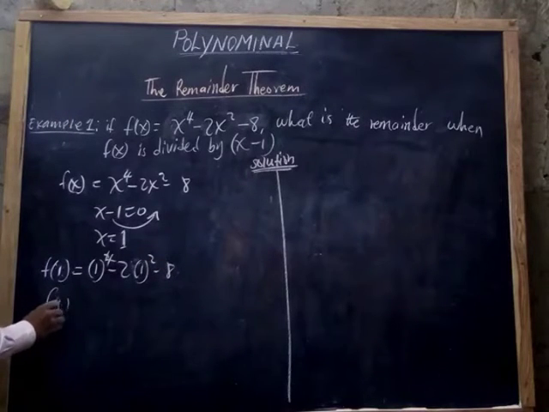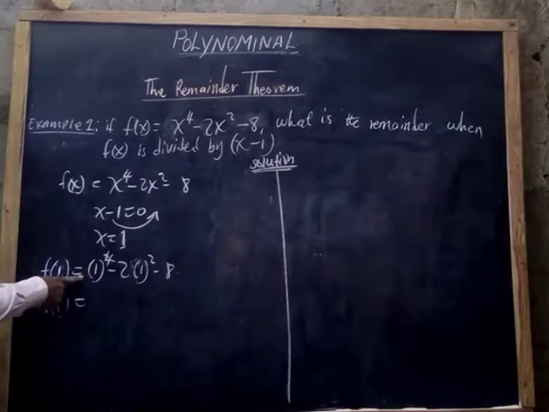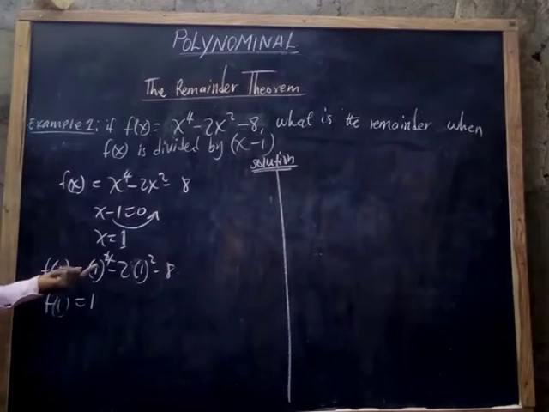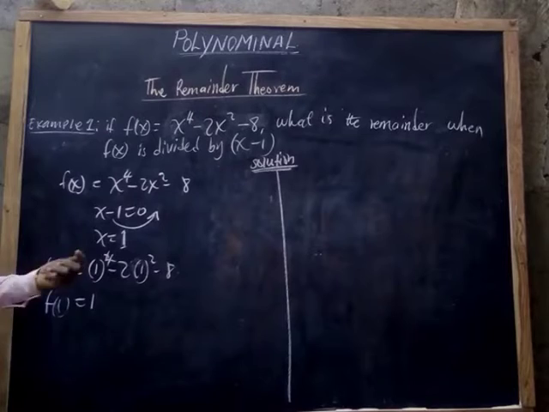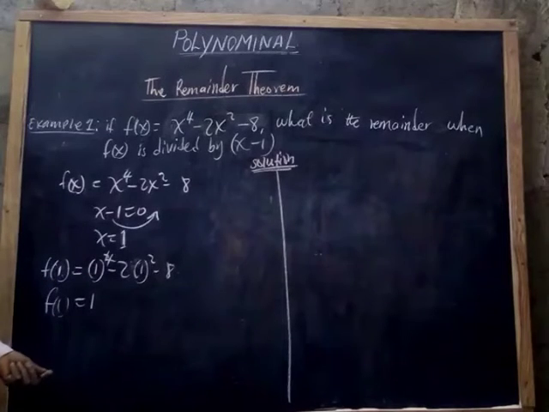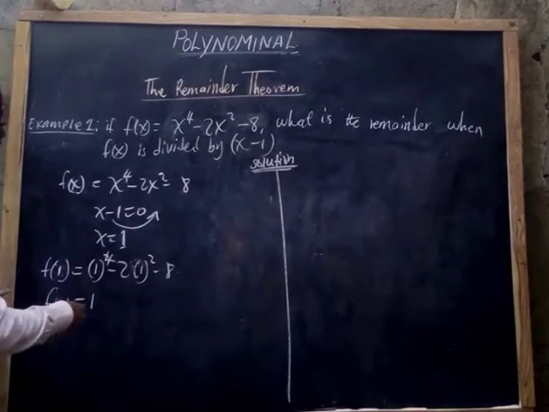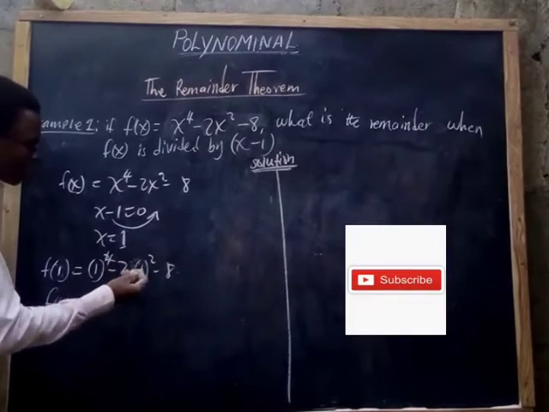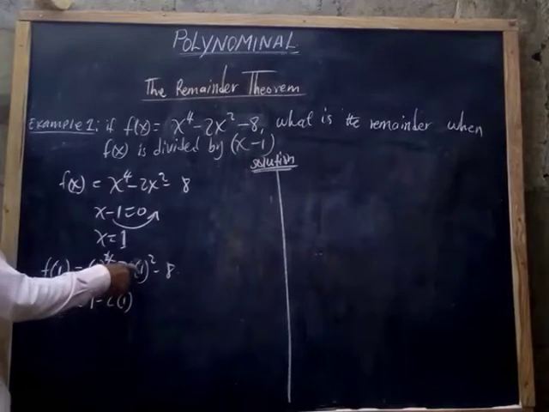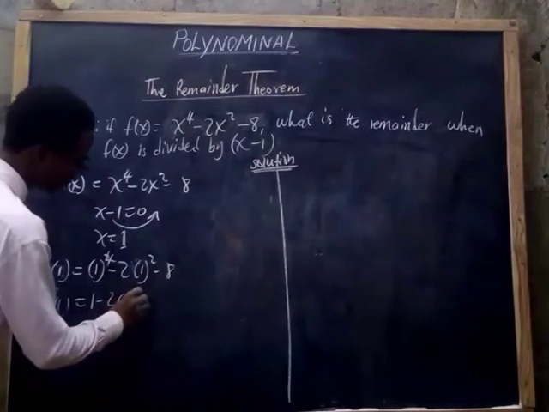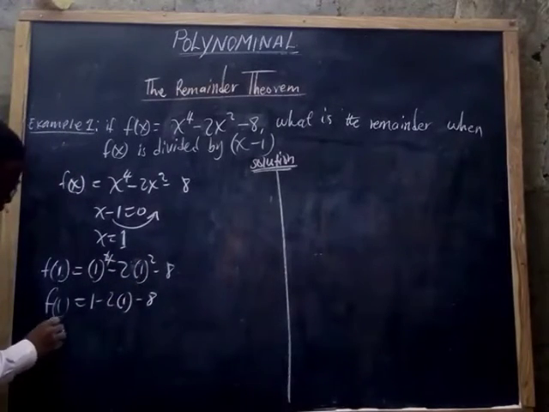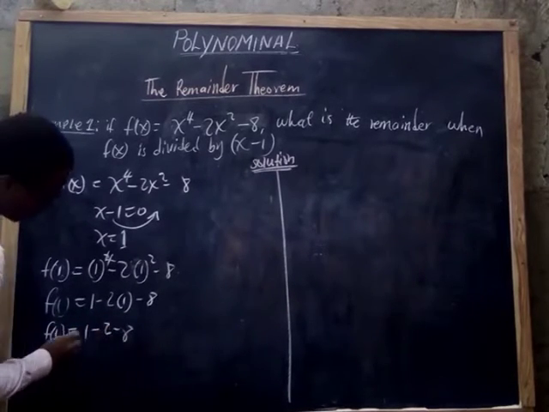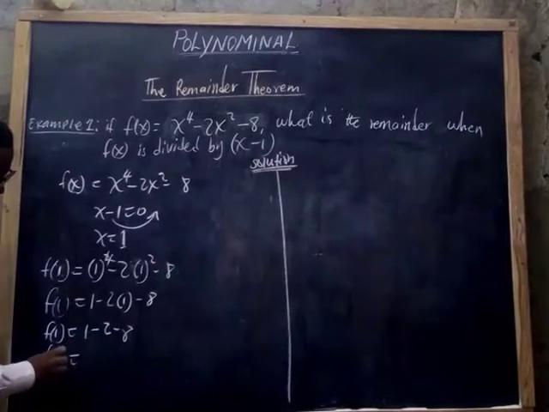So say f of 1 is equals to what? 1 raised to any power is just 1. Right? So 1 raised to the power 4 is just 1. Minus 2. 1 raised to the power 2 is 1. Minus 8. So say f of 1 is equals to 1, minus 2 times 1, which is minus 2, minus 8. So say f of 1 is equals to what?